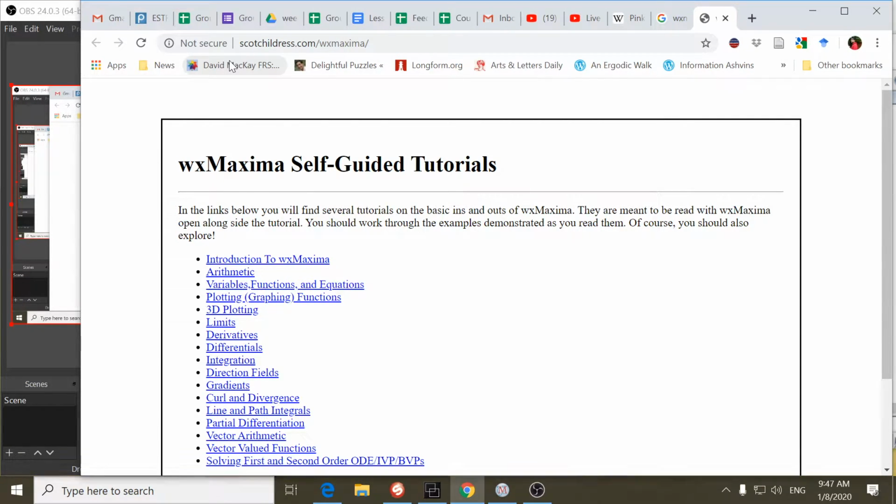You need to put a bracket around the x, otherwise it won't. If you just write sine x, it won't recognize that as sine of x.